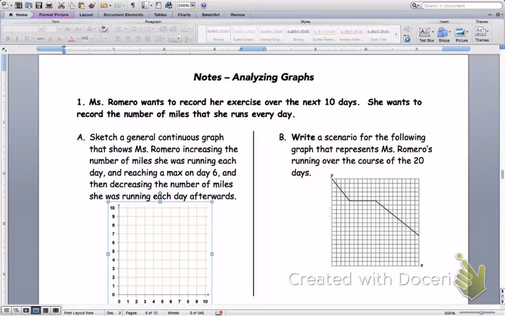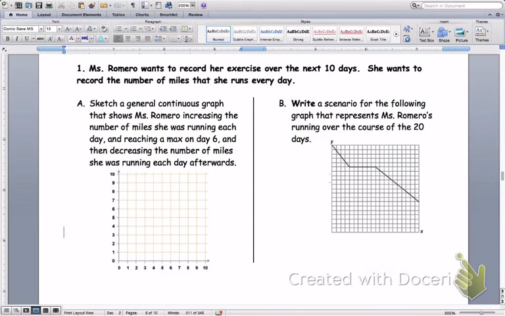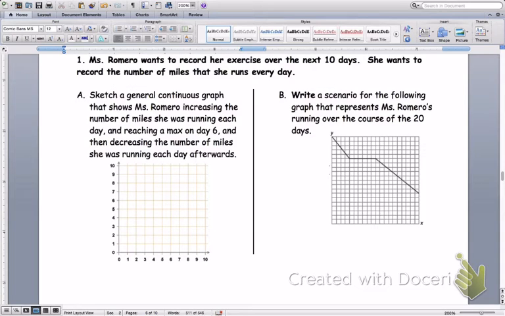So we're going to just be looking at graphs and analyzing them, just some basic information to see how to give a story to a graph. We're going to start with this first one that says Ms. Romero wants to record the exercise over 10 days. She wants to record the number of miles she runs every day.